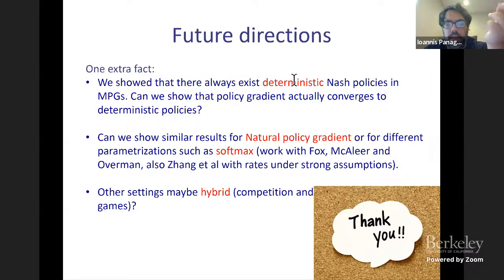I told you that deterministic policies always exist, right? So if you don't care about the rates of convergence, you can just enumerate all possible pure deterministic policies, and you are guaranteed that one of them will be a Nash policy, and you can find it exactly. What is really important is to do it fast and also in a decentralized way. That's the point of these methods. If you really want to talk only about exactness, the easiest way is to enumerate all possible deterministic policies and find the one that is a Nash policy.